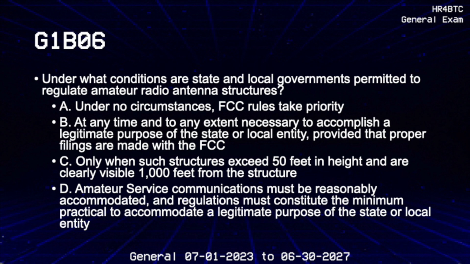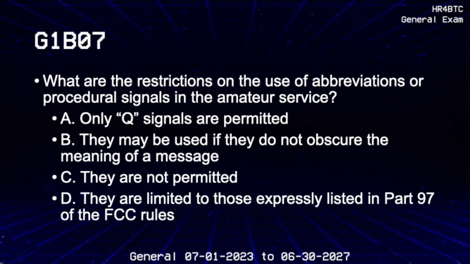Under what conditions are state and local governments permitted to regulate amateur radio antenna structures? Amateur service communications must be reasonably accommodated, and regulations must constitute the minimum practical to accommodate a legitimate purpose of the state or local entity. What are the restrictions on the use of abbreviations or procedural signals in the amateur service? They may be used if they do not obscure the meaning of a message.